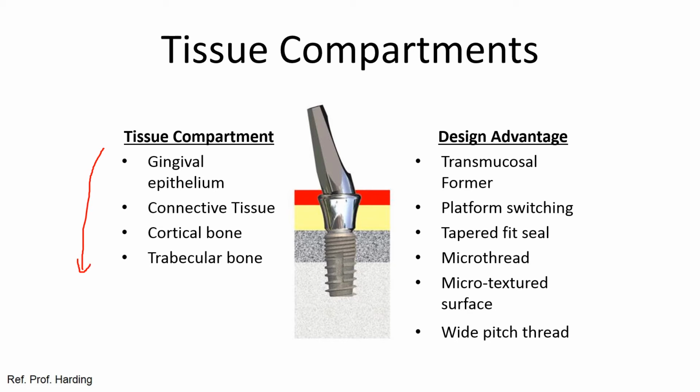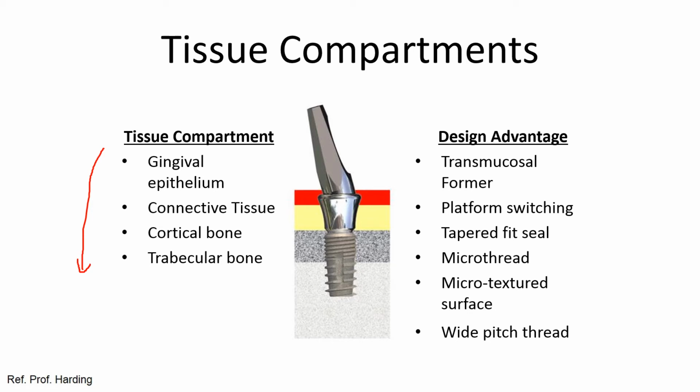Gingiva is keratinized, the connective tissue contains collagen fibers. We have cortical bone, which is very dense, and trabecular bone, which has a very open cancellous structure and is very vascular and full of cells. Cortical bone tends to be avascular and has very few osteocytes in it, as it is mature bone.